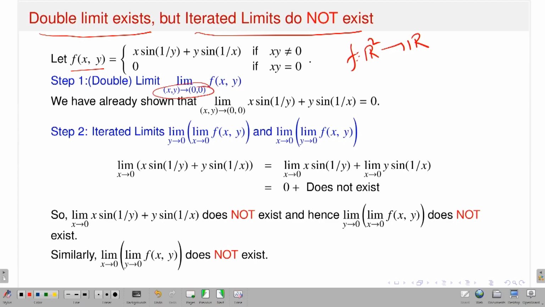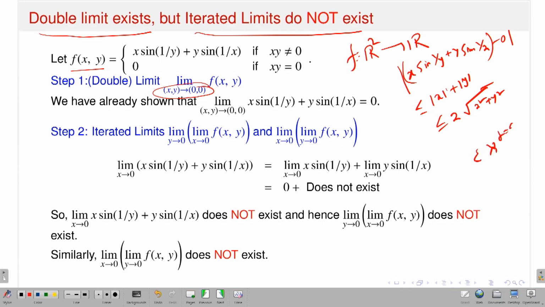Now I think I already discussed the existence of the double limit, if you remember, in my earlier lectures. So how do you prove it? This is very simple. I have to estimate x sine 1 by y plus y sine 1 by x. So |f(x,y) − 0| is less than or equal to |x| plus |y|, which is less than or equal to 2 times the square root of x square plus y square. Then use the definition: given epsilon positive, choose delta equal to epsilon by 2, then I can make this less than epsilon whenever 0 is less than x square plus y square, which is less than delta. That kind of calculation I already made in my earlier slides. Therefore this implies that the double limit exists and is exactly equal to 0.